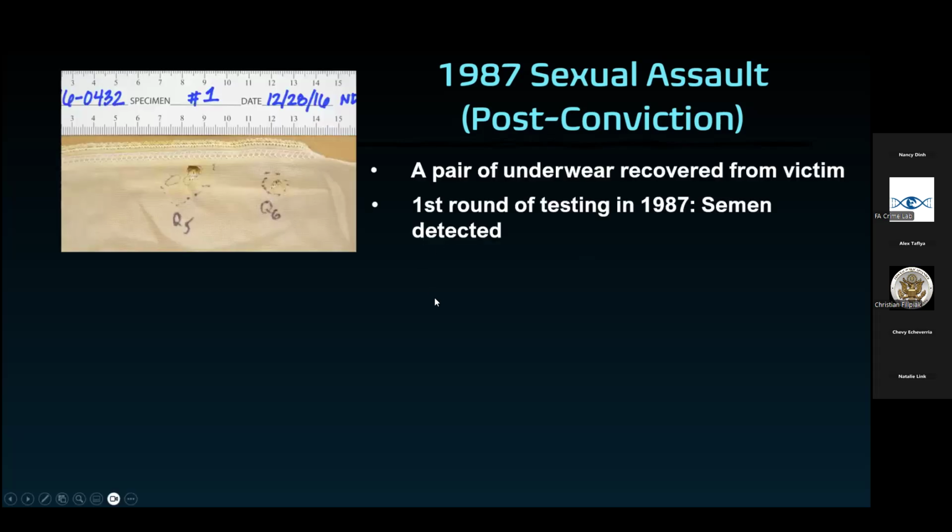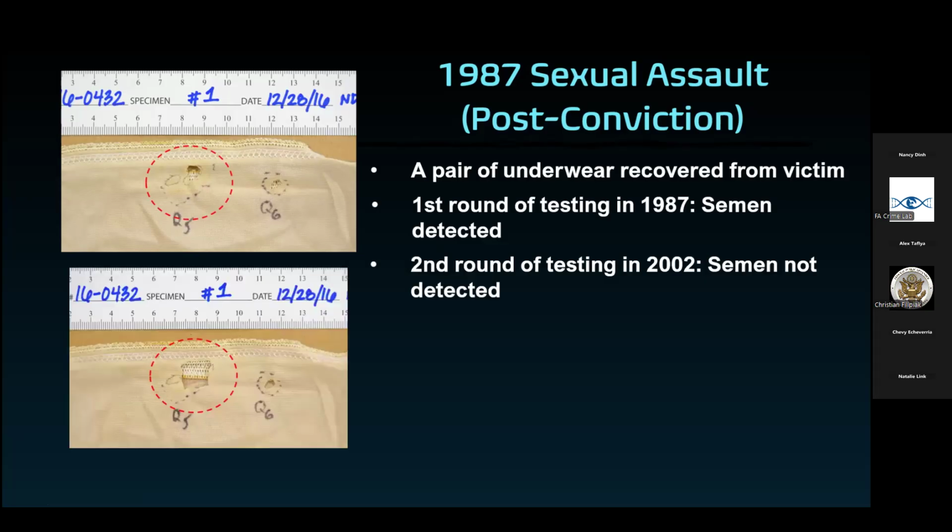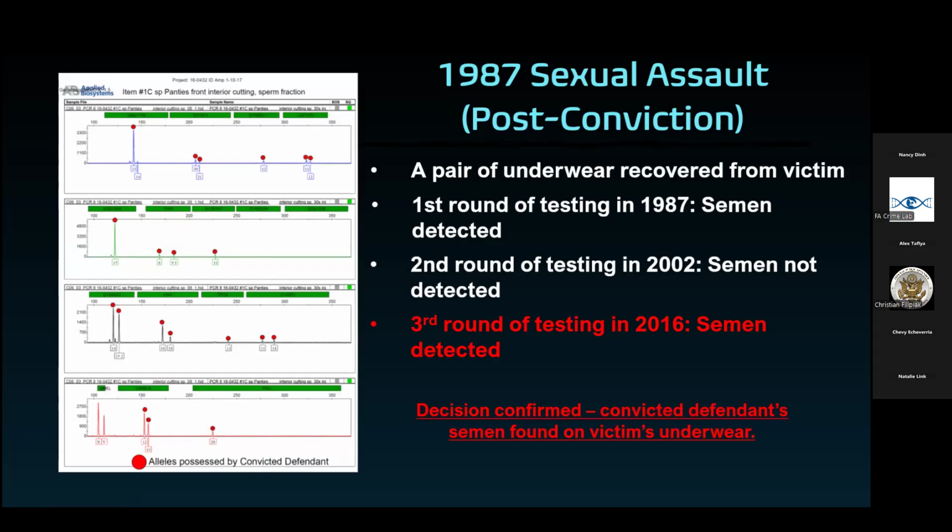So in 2016, the evidence came to FACL. We re-examined the underwear and detected possible seminal fluid in the very stain that previously tested positive in 1987. So we took a sample of that stain and we performed DNA testing. And the results, the decision was confirmed, and the convicted defendant's semen was found on the victim's underwear.